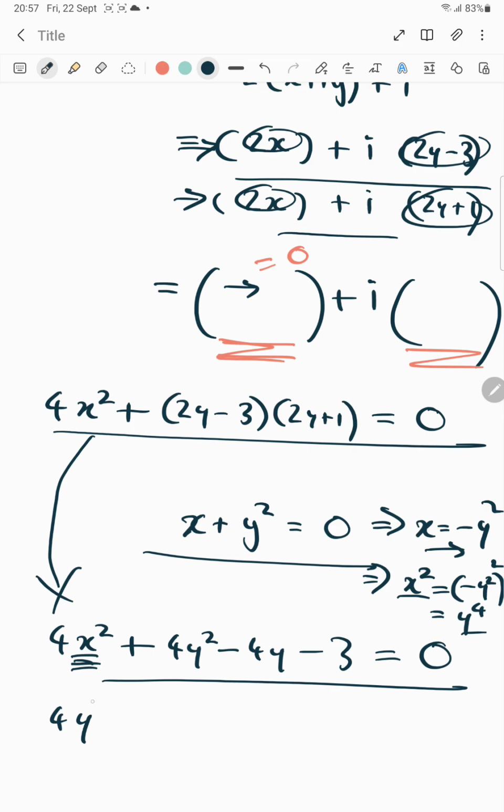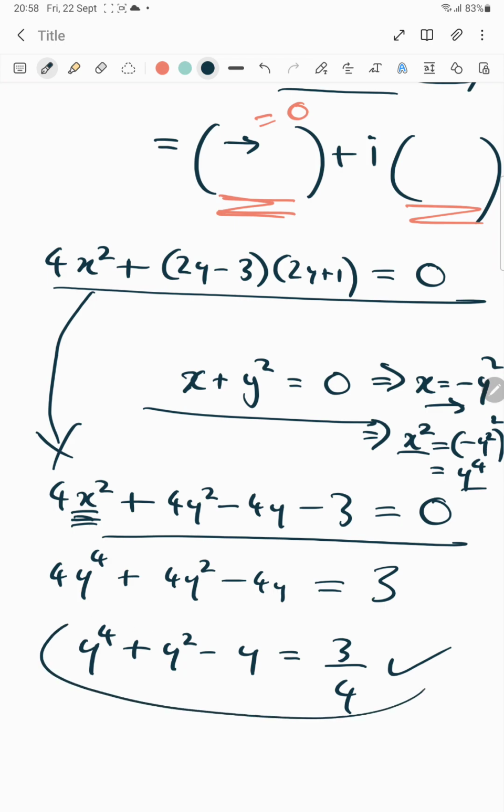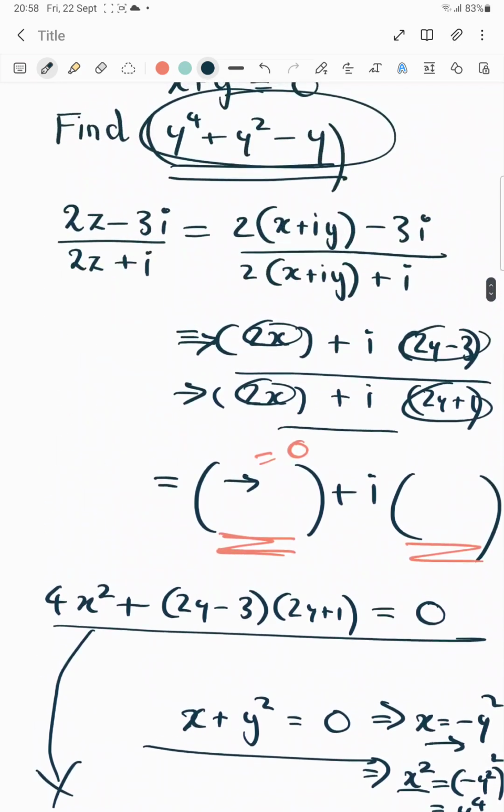This will be 4 times y raised to 4 plus 4y square minus 4y equal to, taking this minus 3 to the right side, plus 3. Then you just divide both sides by 4. That would give you y raised to 4 plus y square minus y equal to 3 by 4, as was to be found out. Okay guys, so this was a pretty basic question on complex numbers that was based on textbook methods. That's it. Thank you for listening.